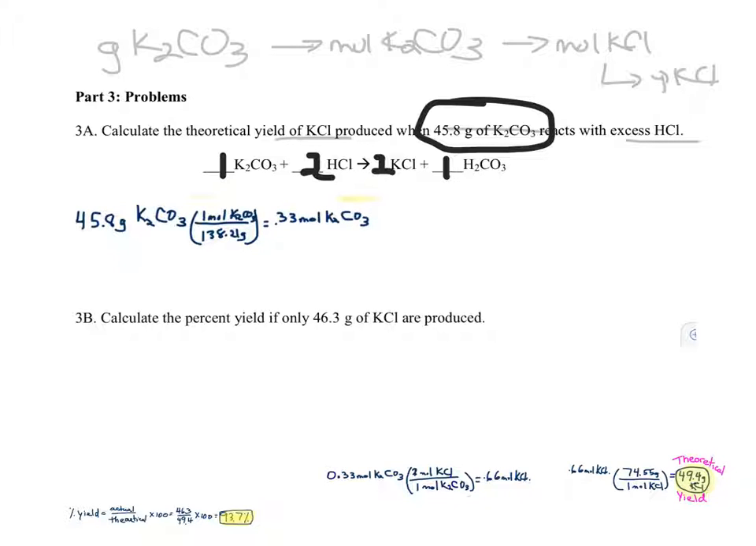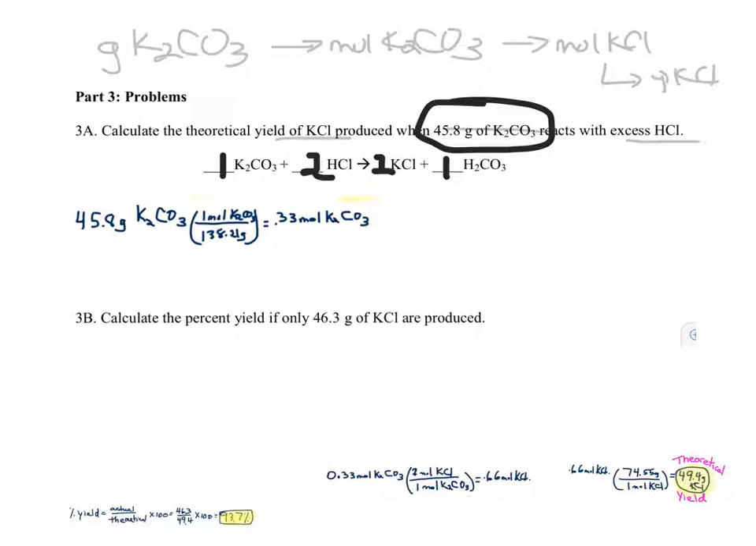Given 45 grams of potassium carbonate, if each mole weighs 138 grams, I have under a mole, I have a third of a mole. 45 divided by 138 is 0.33 moles of potassium carbonate. And apparently I did not pay attention to significant figures.